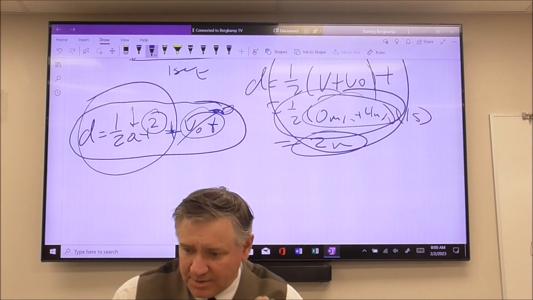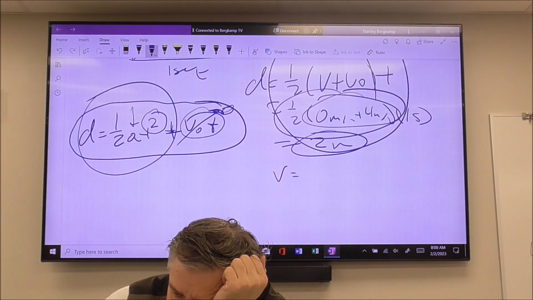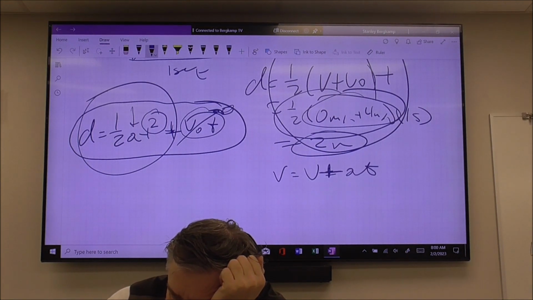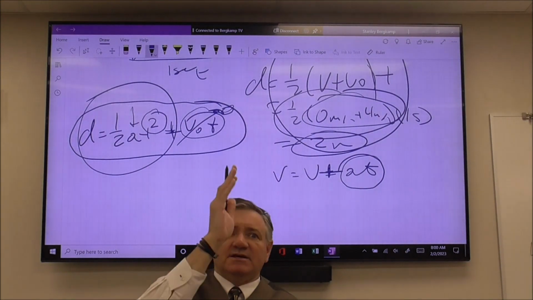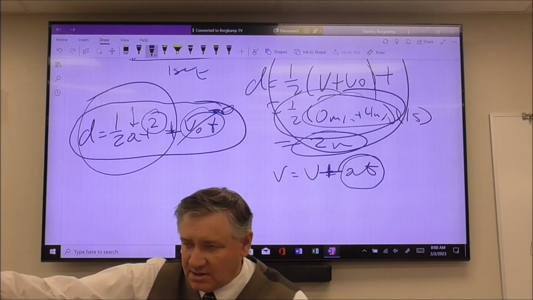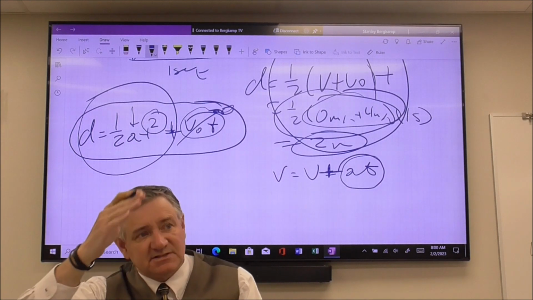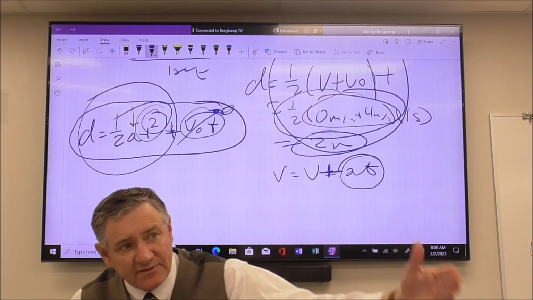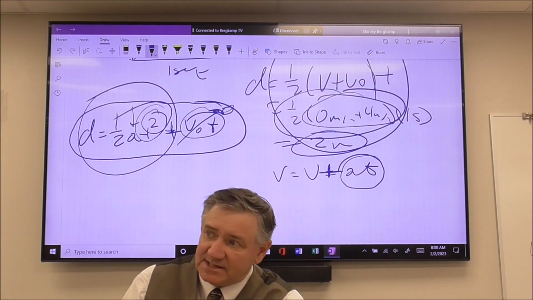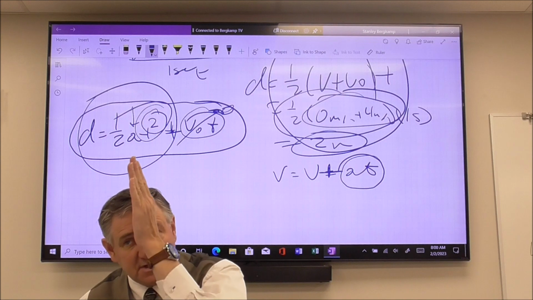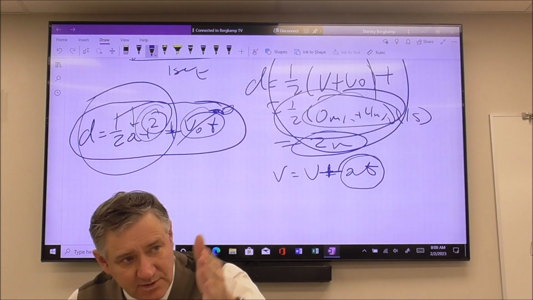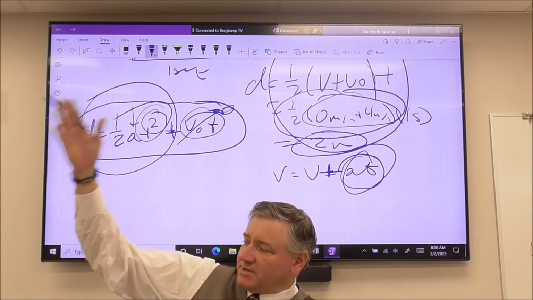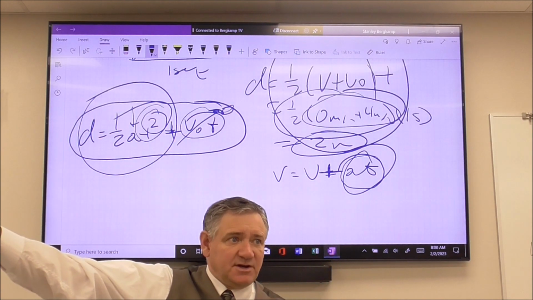Now, I want to do a little compare and contrast. If you look at your velocity, v equals v naught plus at. Notice that velocity changes as a linear function of time, because that's just acceleration times time. Displacement changes as a quadratic function of time because it's at squared. Whenever you see something squared, that's a quadratic relationship. If it's just at, that's a linear function because it's just a slope function.